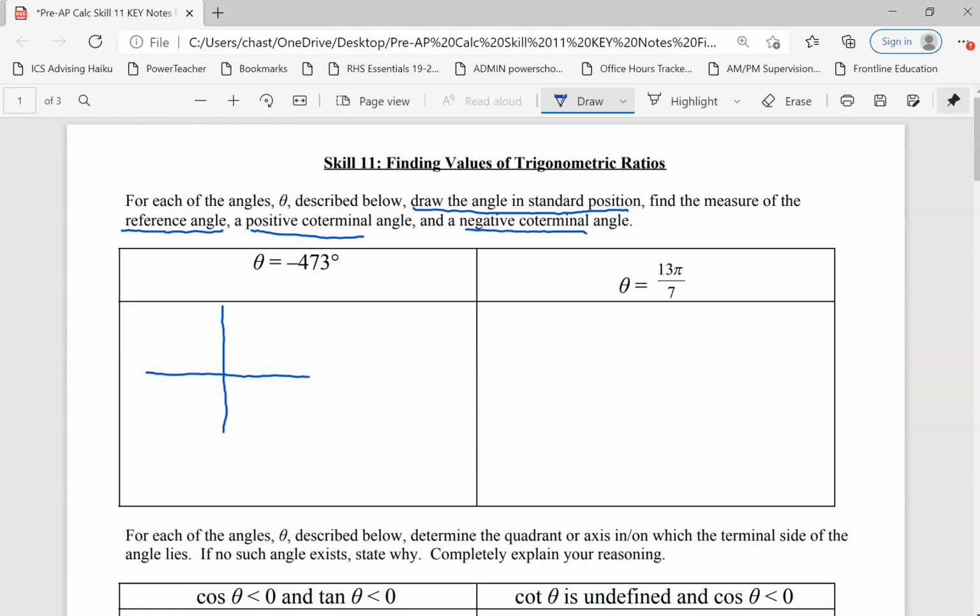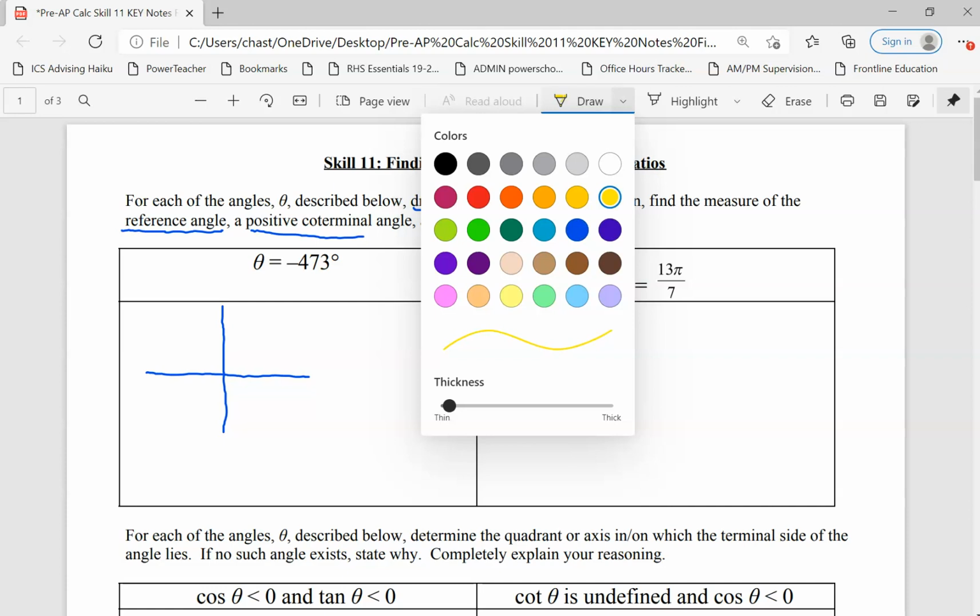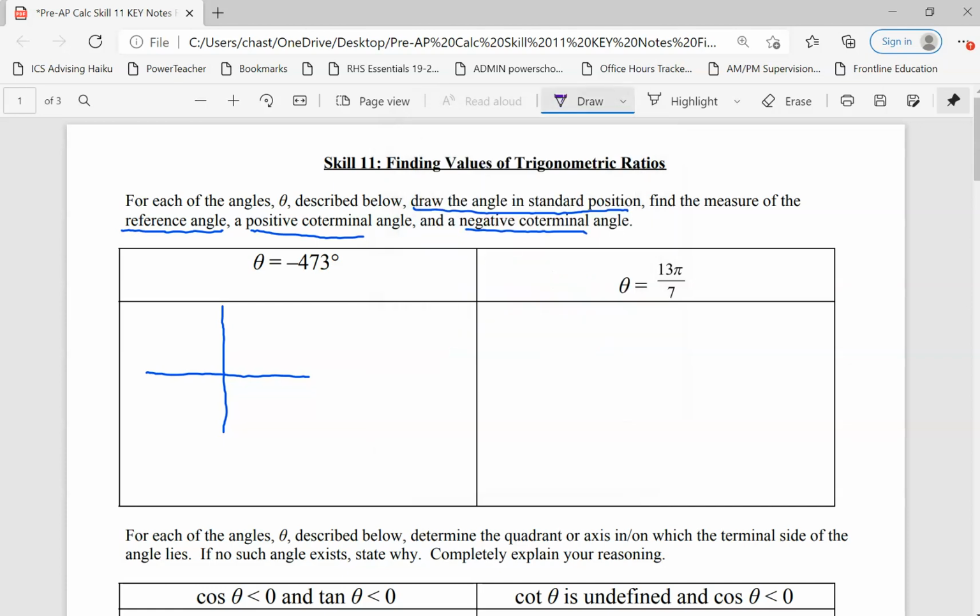Negative 470 degrees, 73 degrees rather. We're going to start moving in a clockwise fashion. Negative 473 degrees is more than one time around the circle, so I know I'm going to have to go all the way around once. So I'm going to take 473 minus 360. I still need to go 113 more degrees in the negative direction. That's going to be a little bit more than 90, so about right here. So there is my angle's terminal side.